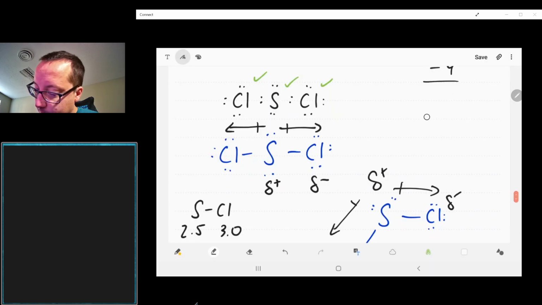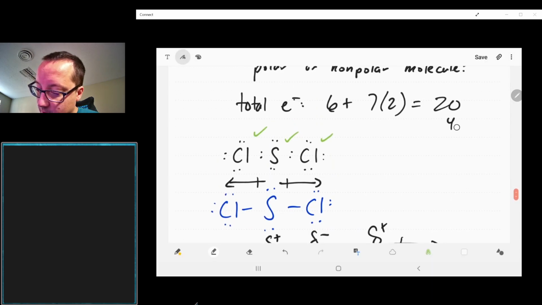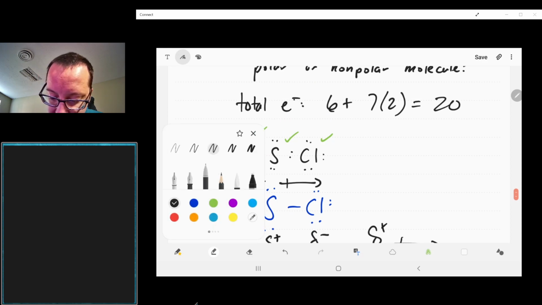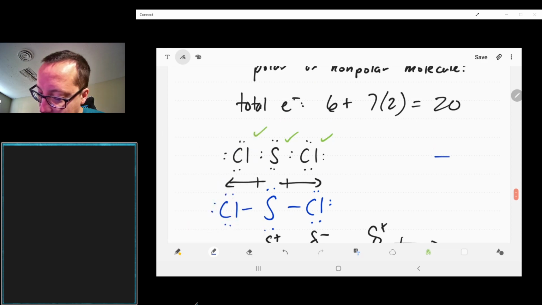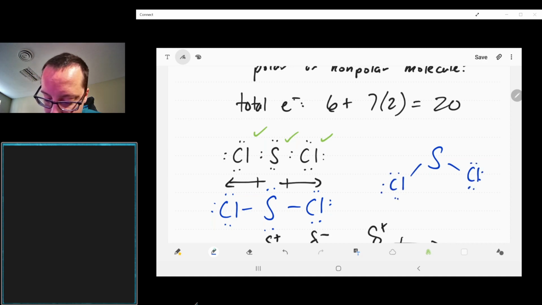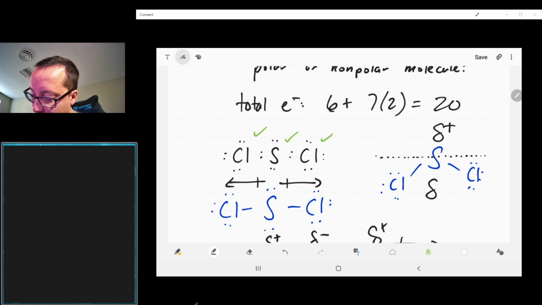Oops. Just to have some more room. If we're to just redraw this again, making it a little bit more obvious, we're going to see that overall, this half of the molecule will be a little bit positive. This half of the molecule will be a little bit negative. Hold on, I dropped my stylus.